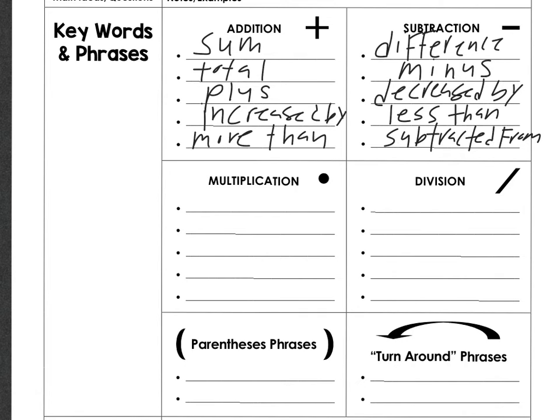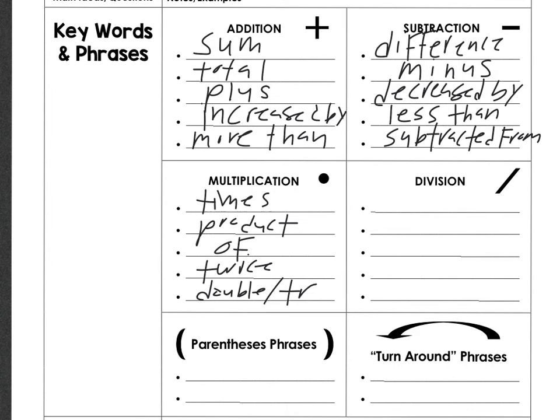So what about multiplication? What words mean that we need to multiply? That would be times, right? Times. Product of, twice, double, or triple. If you're doubling, you're multiplying by 2. Triple, multiplying by 3.